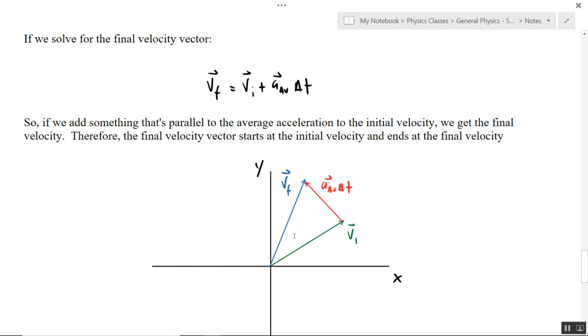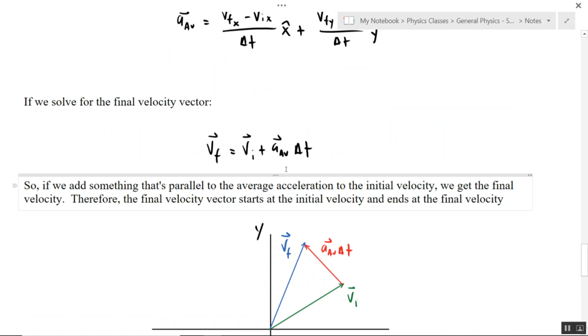When you add the vectors, vi plus this thing gives you vf. So what I'm trying to say is a_av points from vi to vf, basically. You have these two velocity vectors, vi and vf, and a_av points from the end of vi to the end of vf. That's the direction of a_av.